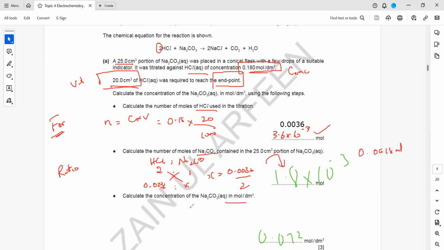The last part, we need the concentration. So how to work out the concentration? The concentration is moles divided by volume. So how many moles of sodium carbonate? It is 0.0018. And the volume of the sodium carbonate solution was 25 cm³. So it must be in dm³, so we'll divide by 1000. So 0.025. So 0.0018 divided by 0.025. That will give us 0.072 moles per dm³. That is the concentration of the solution which is used in this experiment.